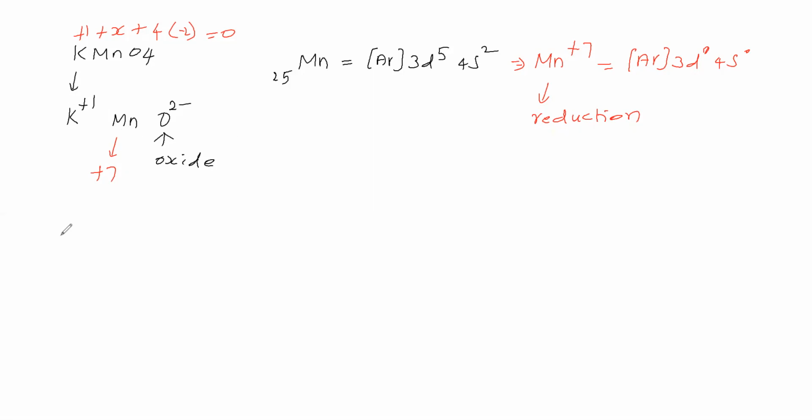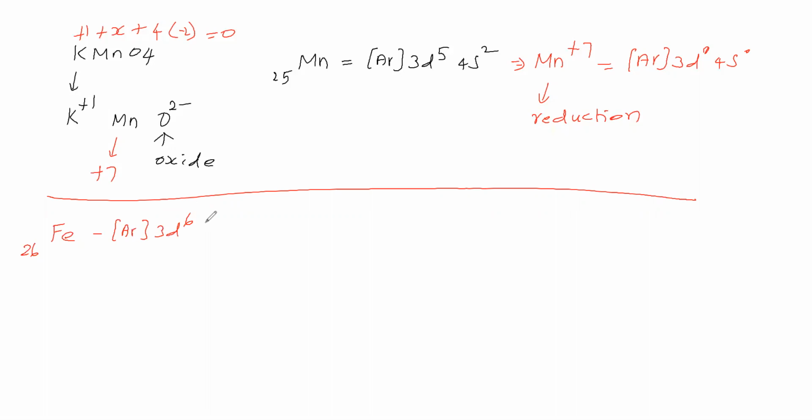Next, what are the other species given in the question? Another one is iron. The atomic number of iron is 26. Its electronic configuration is argon 3d6 4s2. Now we will take Fe2+. In Fe2+, you have to remove 2 electrons. Which 2 electrons? From the highest energy, outermost valence shell, which is 4s. So remove 2 electrons from 4s, and we get the configuration argon 3d6 4s0.